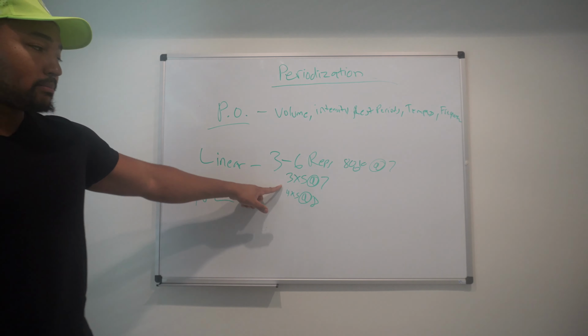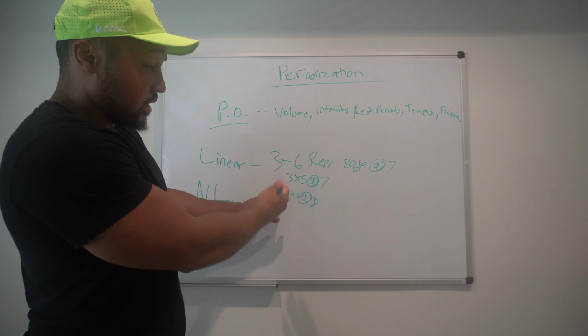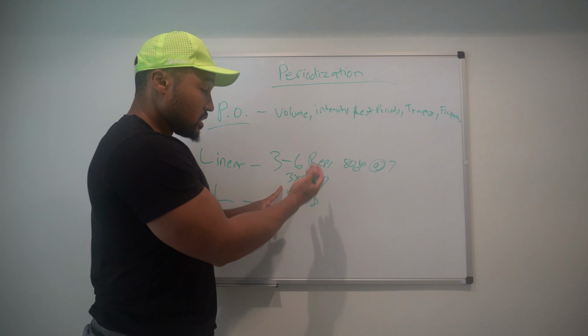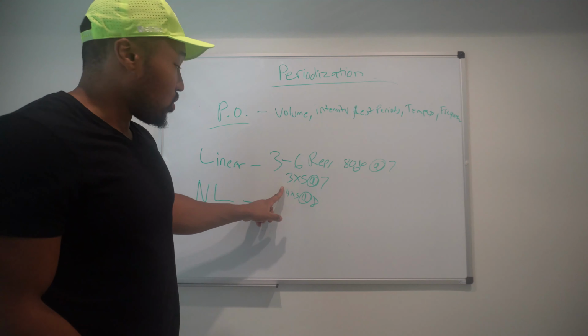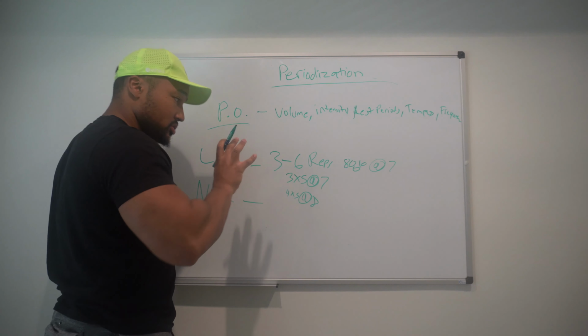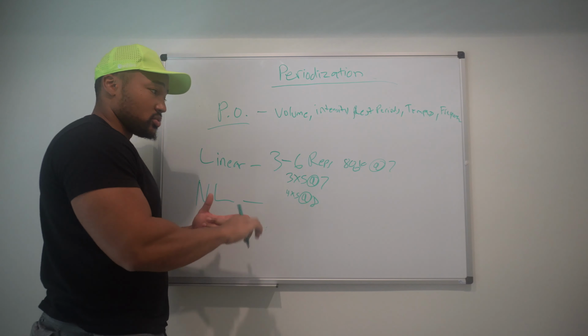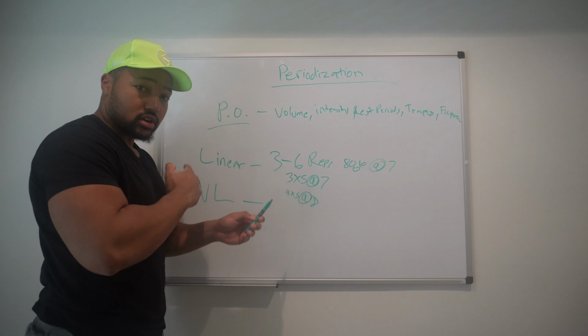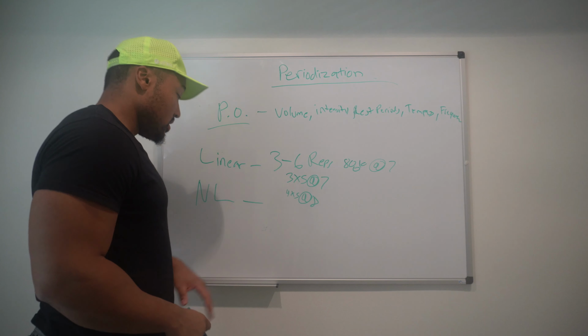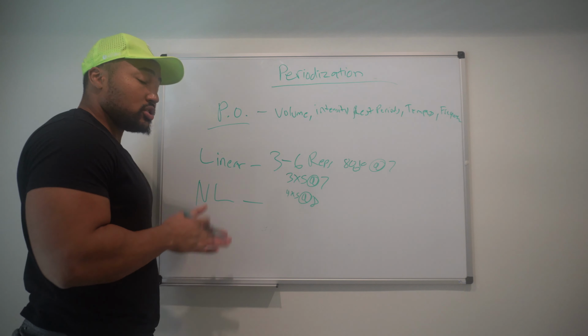So that's a very simple linear progression scheme, although it's a very aggressive one. This is a form or version of that, okay? So you're sticking with one adaptation, strength in this context, for a 4-week period. Non-linear, you're going to be doing 2 adaptations.